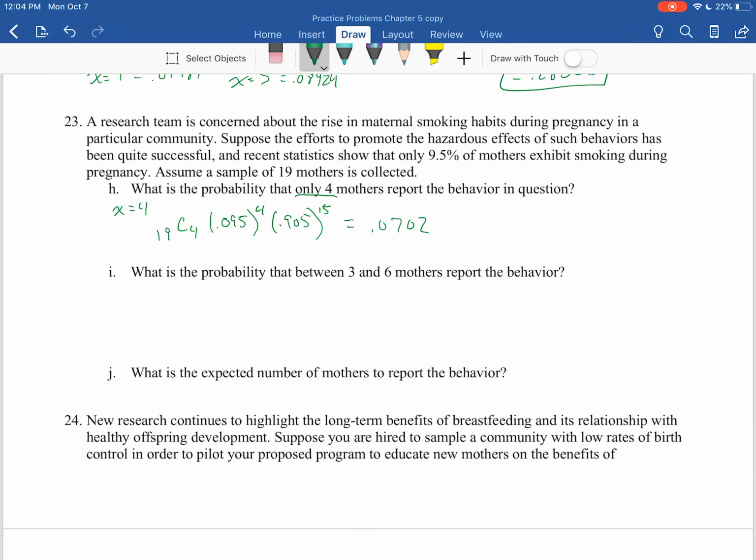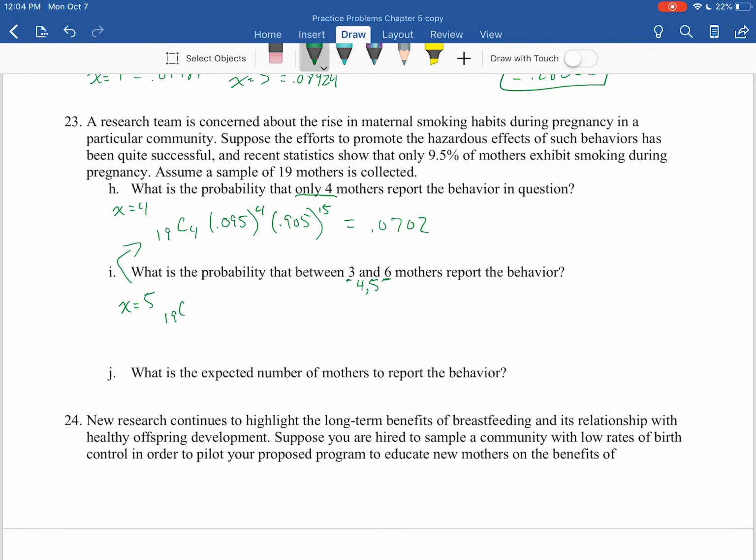Next part is, what is the probability between 3 and 6? So remember, these are kind of like your bookshelves. We don't care about the value there. We want to know about the books. So that's 4 and 5 that we're adding together. Well, beautiful thing is we did 4 in the very first problem. So now we're just doing the value of x equaling 5, because we already did 4. And we're just going to add it together.